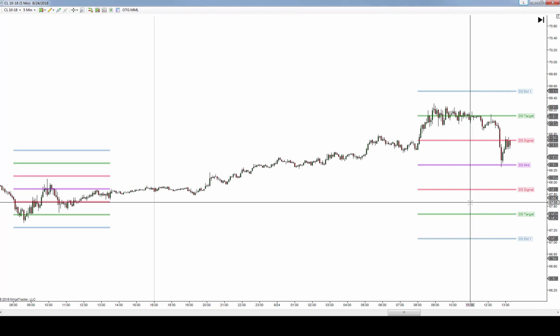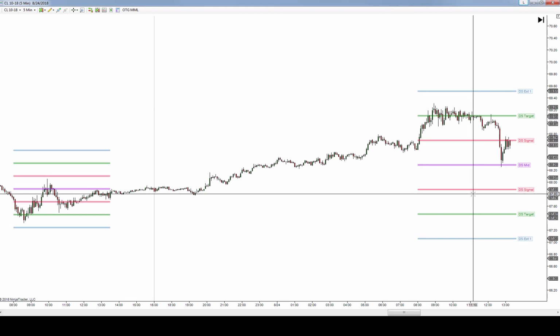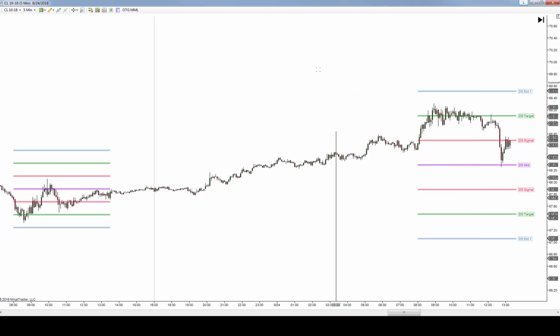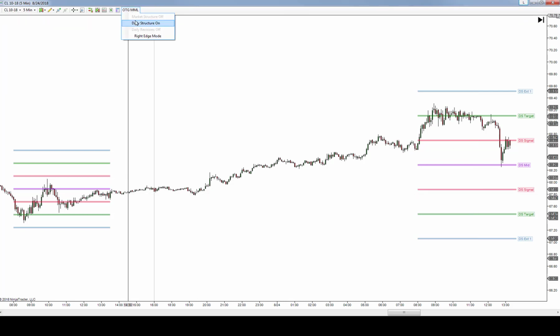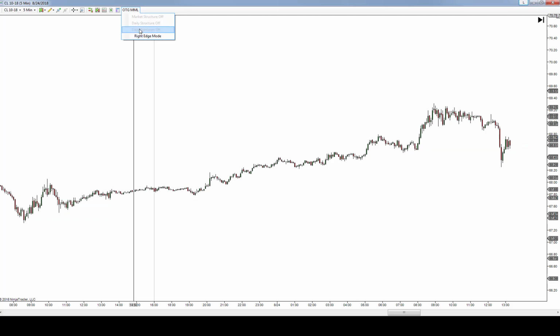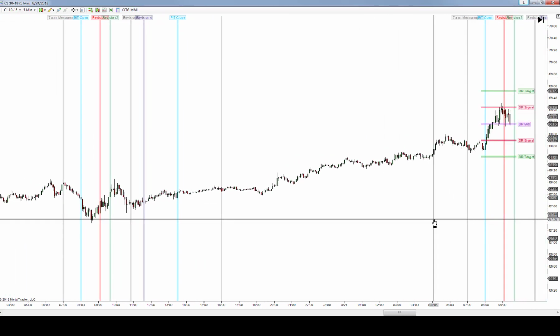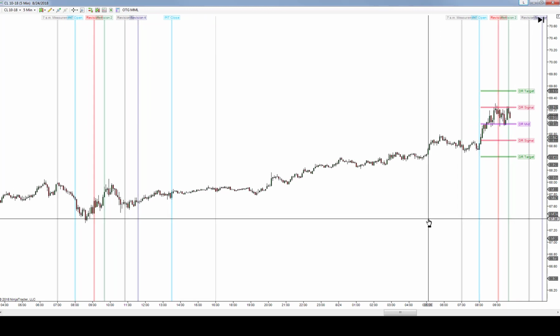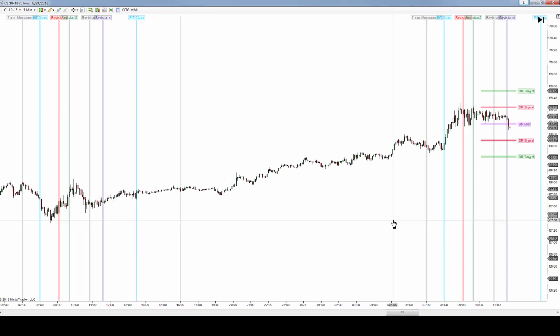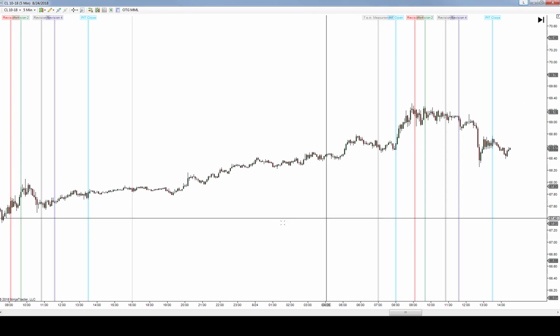And these extensions, once they get broken, then you would be looking for this other set of levels that we call revisions, so that they can provide you with additional structure throughout the session. And you can see here that once you get into your first set of revisions, these aren't changing because the range hasn't really expanded on this particular day.